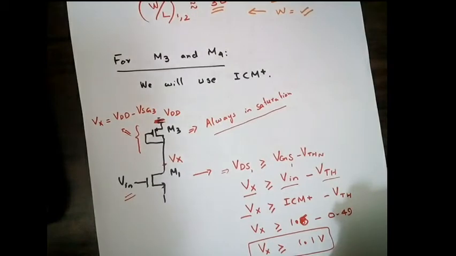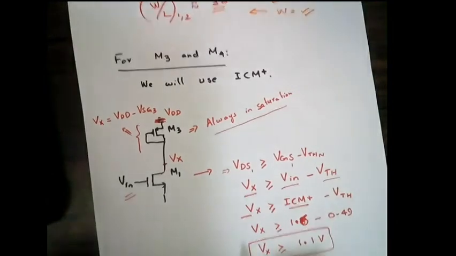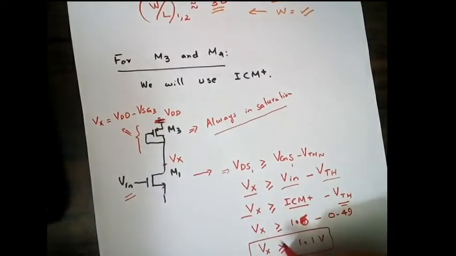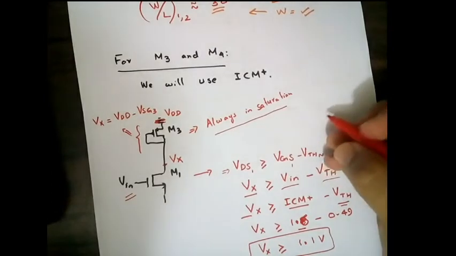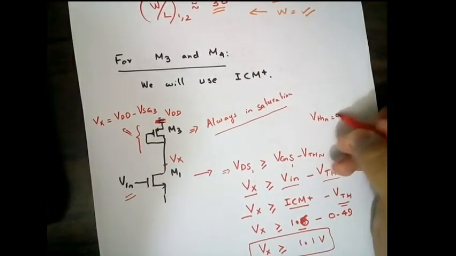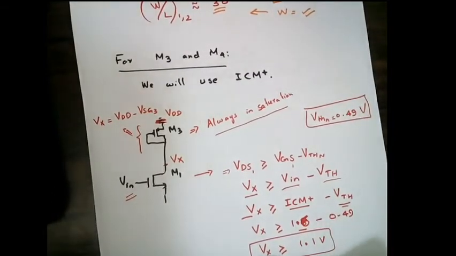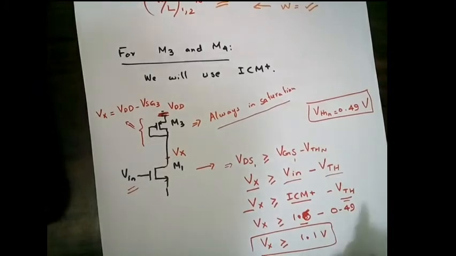Now, in order for saturation, we are placing a DC value, and the maximum value we are placing is ICM plus. So we are replacing this with ICM plus minus V threshold, which comes out to be Vx should be greater than or equal to 1.6 minus V threshold N, which is provided to us by the foundry as 0.49 volts. So we are using this one. So Vx should be at least greater than or equal to 1.1 volt to ensure M1 remains in saturation. If Vx is less than 1.1 volt, this means it's not in saturation. So that is the condition which we found.